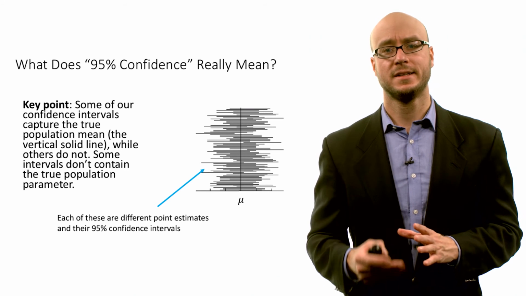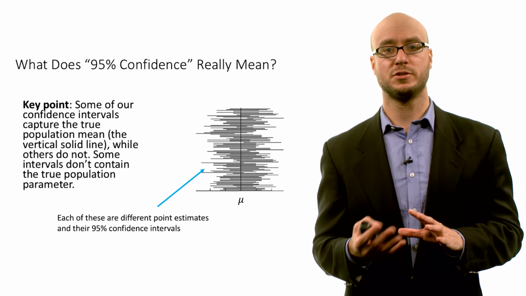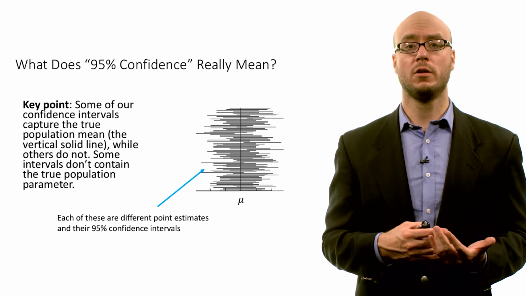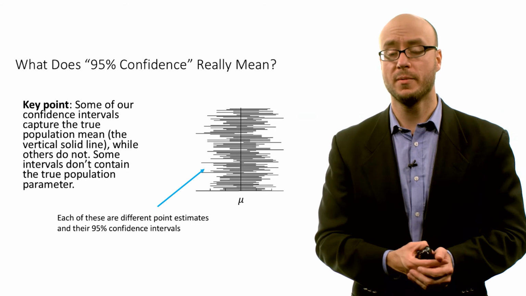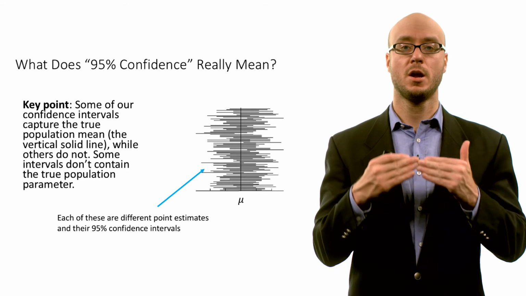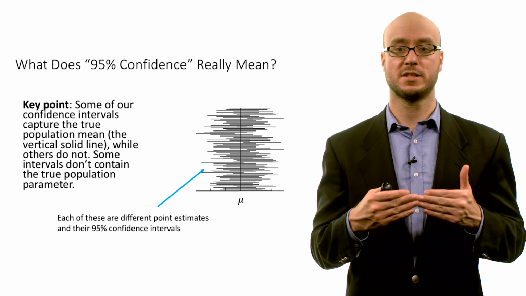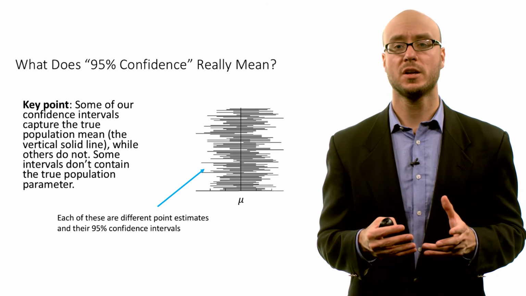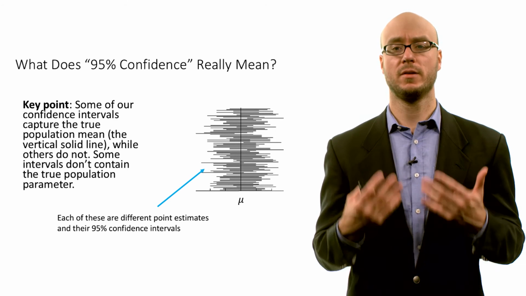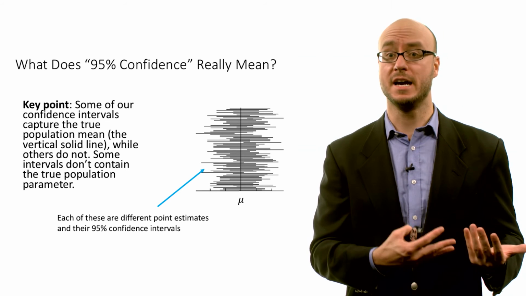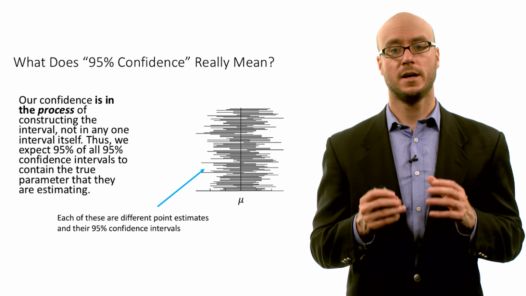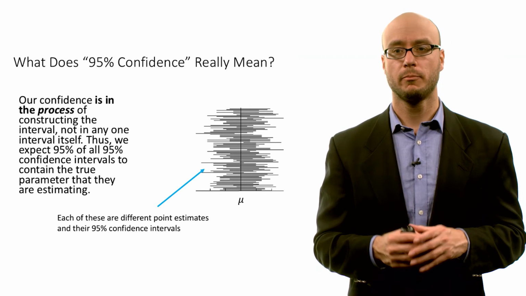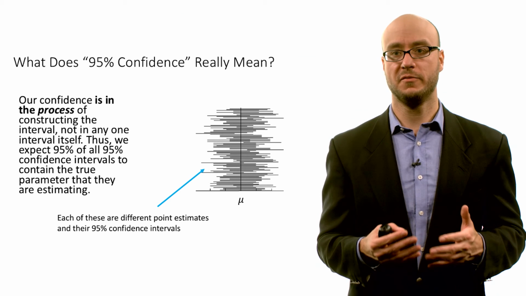Again, the key point is that some of our confidence intervals are going to capture the true population mean, which is given by that vertical line, and others won't. Right? Some intervals won't contain the true population parameter. But since in practice we just have one sample mean and one interval estimate, we don't actually know whether our particular interval contains the true population parameter or not. We're just 95% confident that it does. But in practice, it does or it doesn't. Right? So you can see here, there are a couple intervals that actually don't contain mu, but most of them do. That's what we mean by 95% confidence.